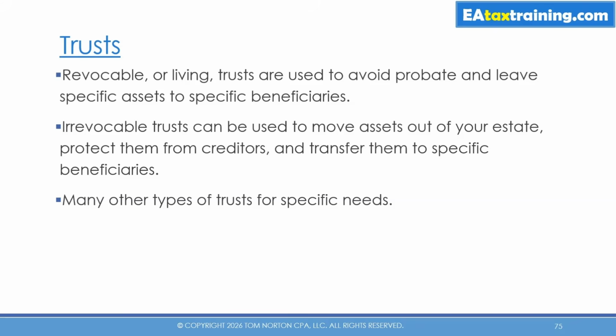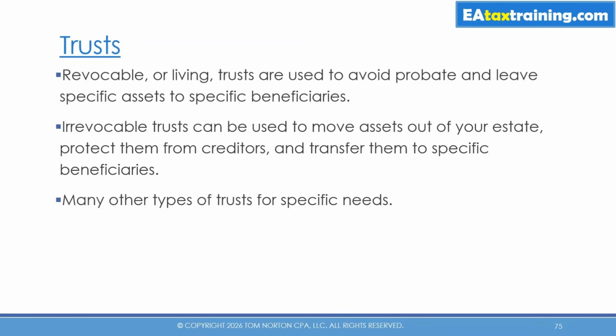It is a revocable trust because you can put things into the trust and take things out of the trust at will. As long as you are alive, you can put things in, take things out as much and as often as you want to. An irrevocable trust is one that can be used to move assets out of your estate and to protect them from creditors and transfer them to specific beneficiaries.